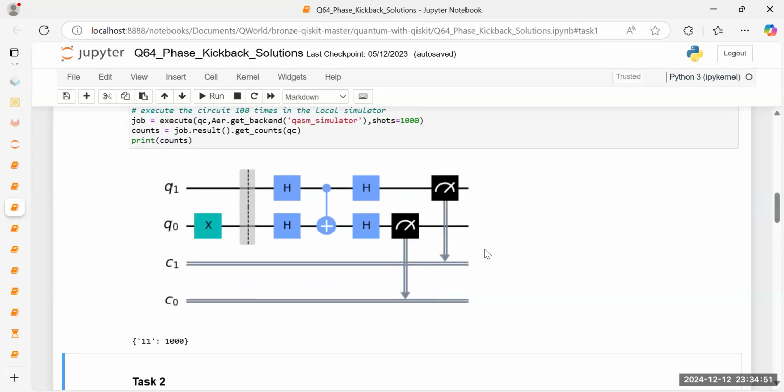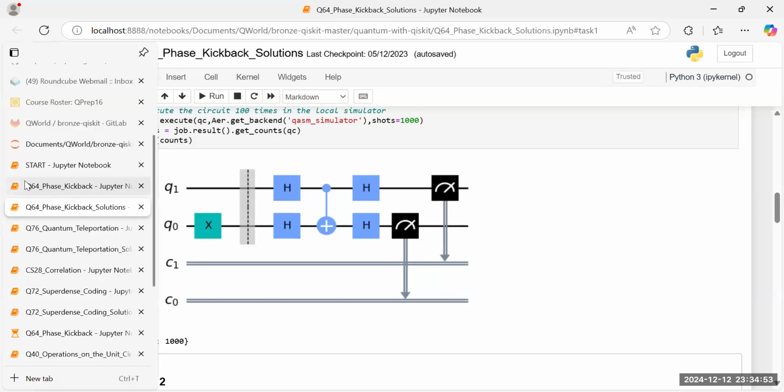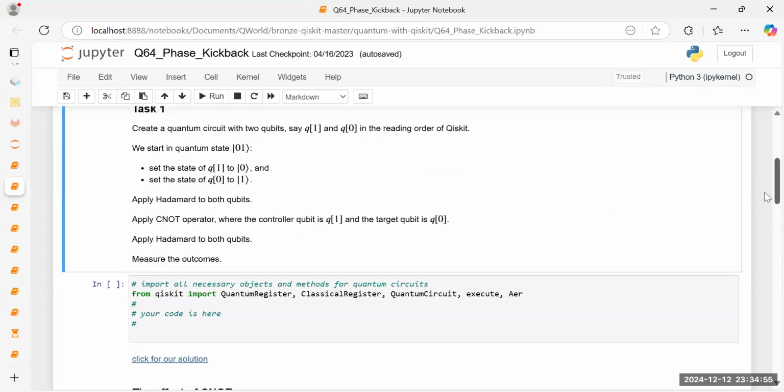Okay, so let's look at how this actually happens in more detail. So let me check if I have any questions in the chat.